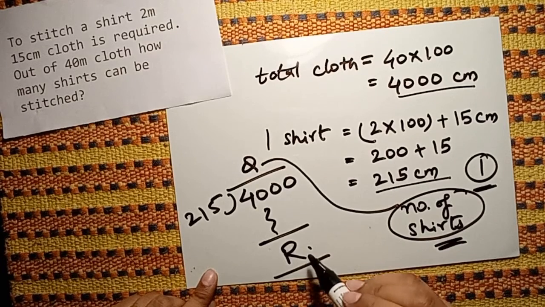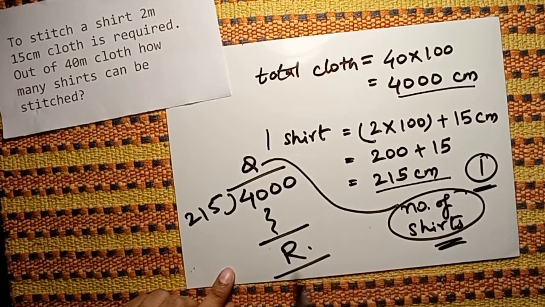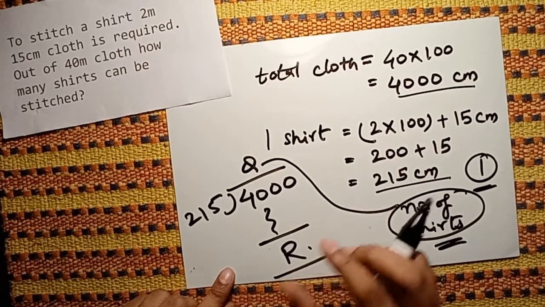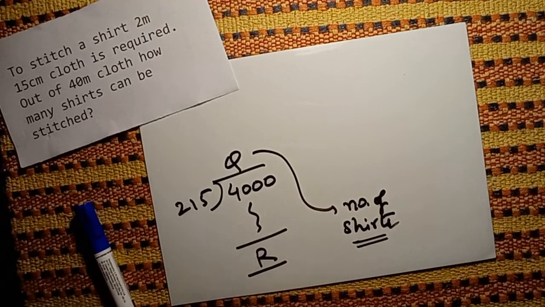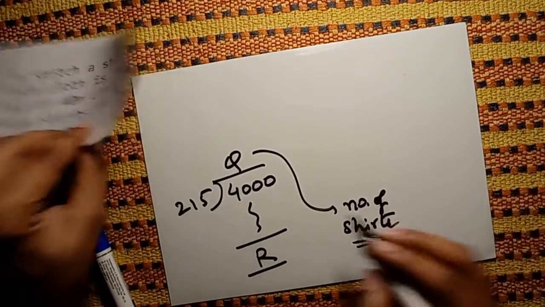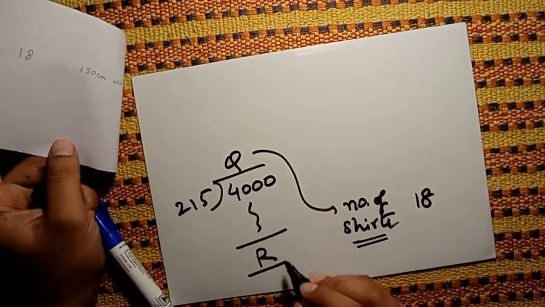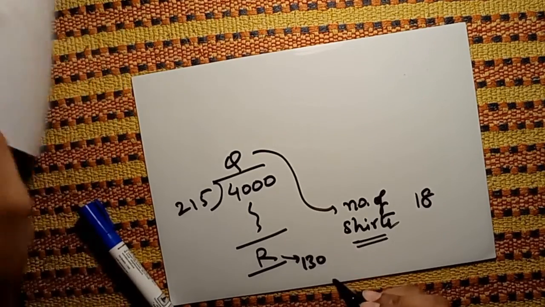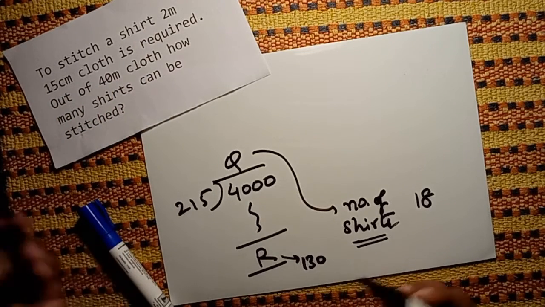And the remainder means, as the name suggests, the cloth that remained, that cannot be used to make a shirt. Now the answer to this problem is: the quotient would be 18, so 18 shirts can be made, and the remainder would be 130. And as you can see, with 130 centimeters, I cannot make any shirt.